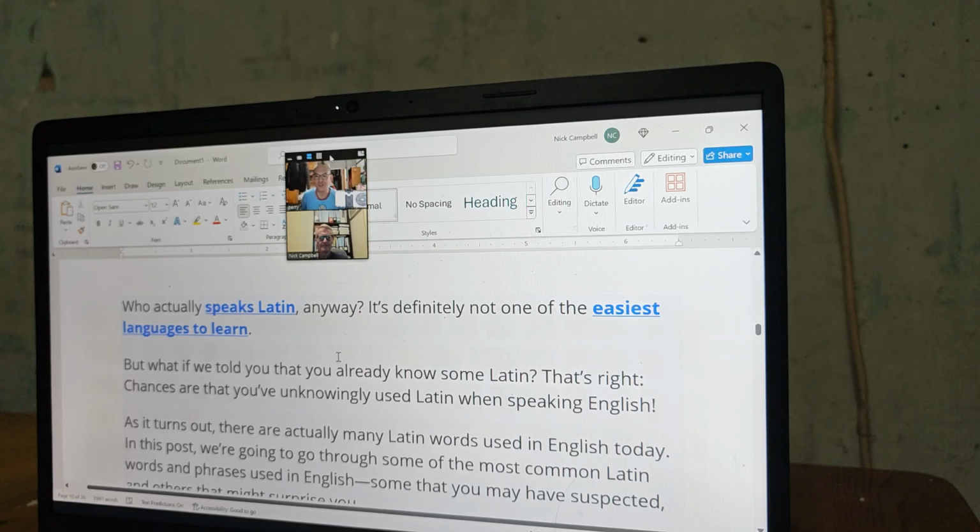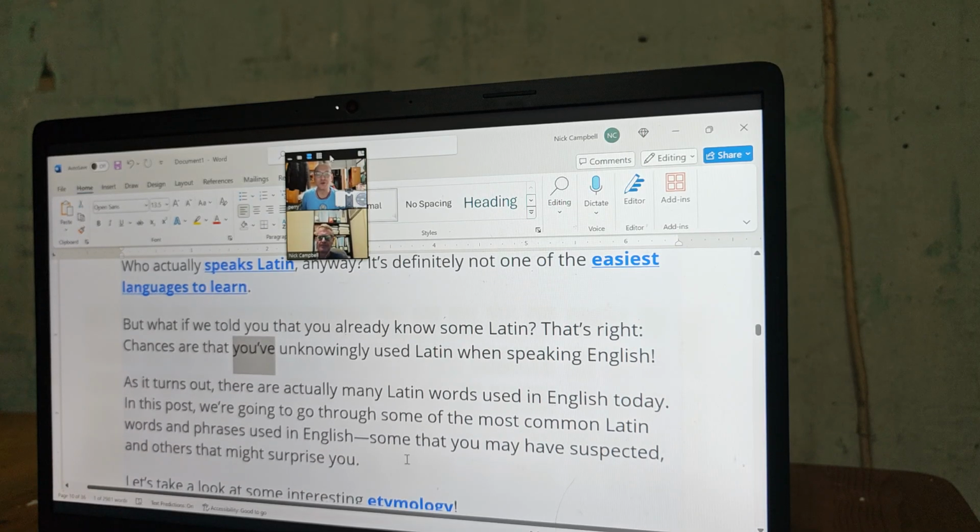Who actually speaks Latin anyway? It is definitely not one of the easiest languages to learn. But what if we told you that you already know some Latin? That's right. Chances are that you have unknowingly used Latin when speaking English. As it turns out, there are actually many Latin words used in English today. In this post, we are going to go through some of the most common Latin words and phrases used in English.